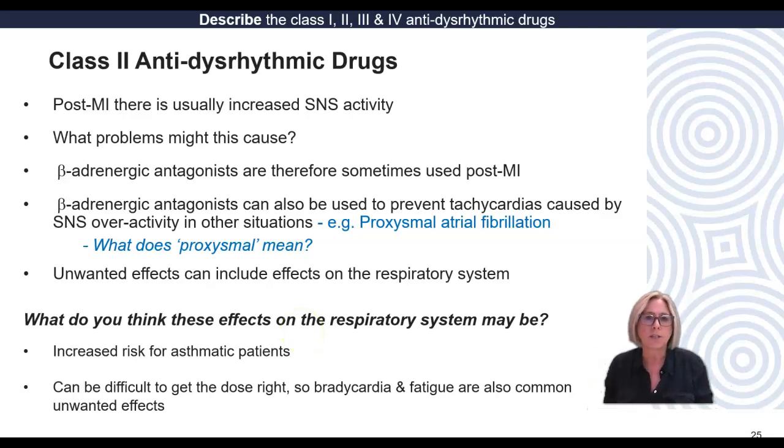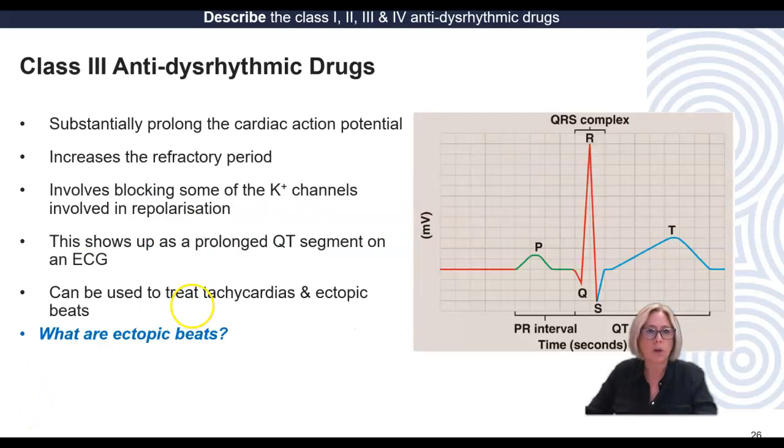So there is an increased risk for asthmatic patients in taking some of these class 2 antidysrhythmic drugs. And it can be difficult to get the dose right, so sometimes these drugs work too well and they reduce the heart rate too low. So bradycardia and fatigue are also common unwanted effects. Moving on then to the class 3 antidysrhythmic drugs, these drugs substantially prolong the cardiac action potential. They increase the refractory period, and this involves blocking some of the potassium channels involved in repolarization.